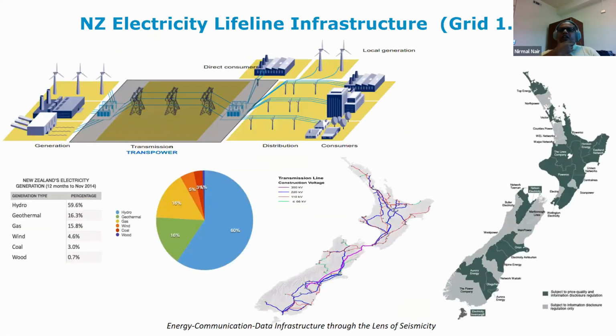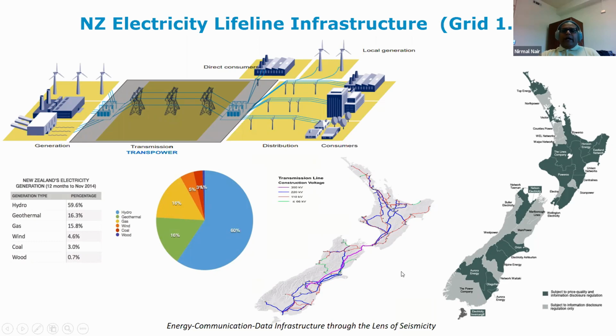So what is Grid 1.0 for New Zealand? Most of you might have seen the single line diagram. We call it generation, transmission, and distribution, and you can see our portfolio. Our portfolio is about 80% renewable, with a hydro-dominated system. We have geothermal, which is a sizable chunk, and wind is growing, and we still have some carbon-based generation, which is about 16% or so. So that's the generation side.